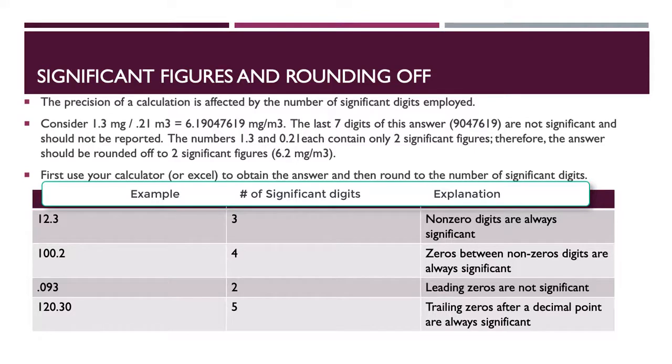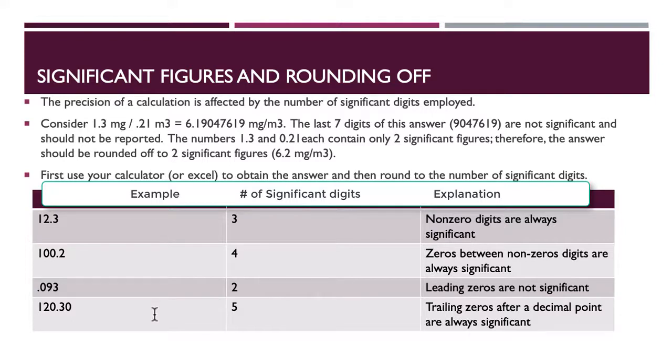Since there are a significant number of calculations in this class, I just wanted to review significant digits. So in our example here, you can see that in 12.3, all 3 of these digits are considered significant. In the next number, 100.2, all 4 of these digits are considered significant. In the next example, .093, only the 9 and the 3 are considered significant digits. And in the last one, 120.30, all 5 of these digits are considered significant.